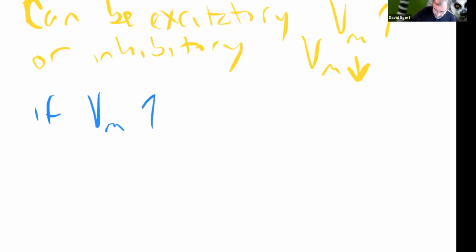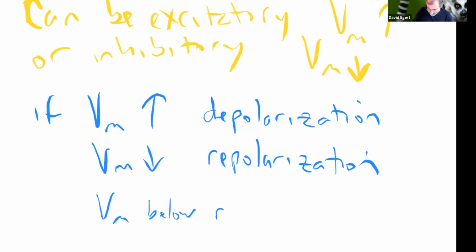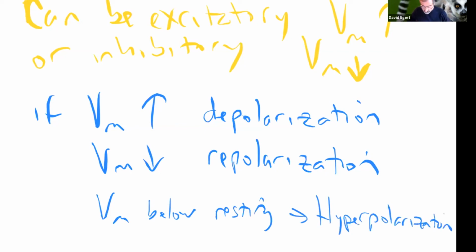If VM goes up, we say that it's called depolarization. When VM is going back down, we say it's kind of repolarizing. If actually VM goes below resting, we say hyperpolarization. Just some words for you. So back to this idea of the synaptic potential then.